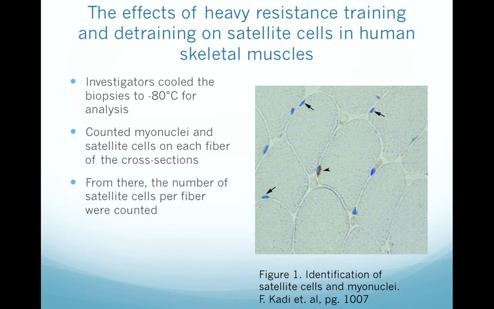And this figure just shows you a part of that muscle cross section stained to show the satellite cells and the myonuclei. So the myonuclei are the ones in blue with the full arrow pointing to them, and the satellite cells are the brown ones with just that arrowhead pointing to it.